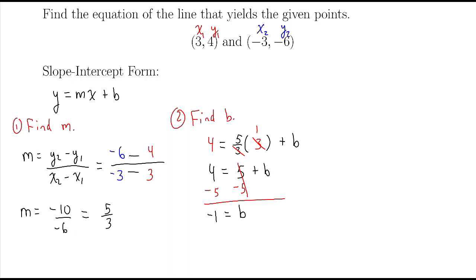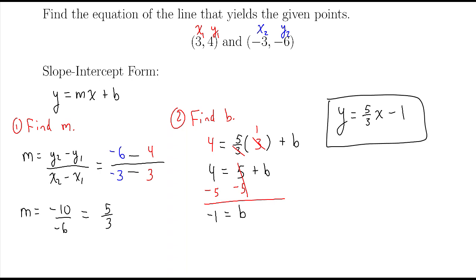We found m, we found b, so we can put it all together. y equals 5/3 x minus 1, or plus -1. That's the equation in slope-intercept form.